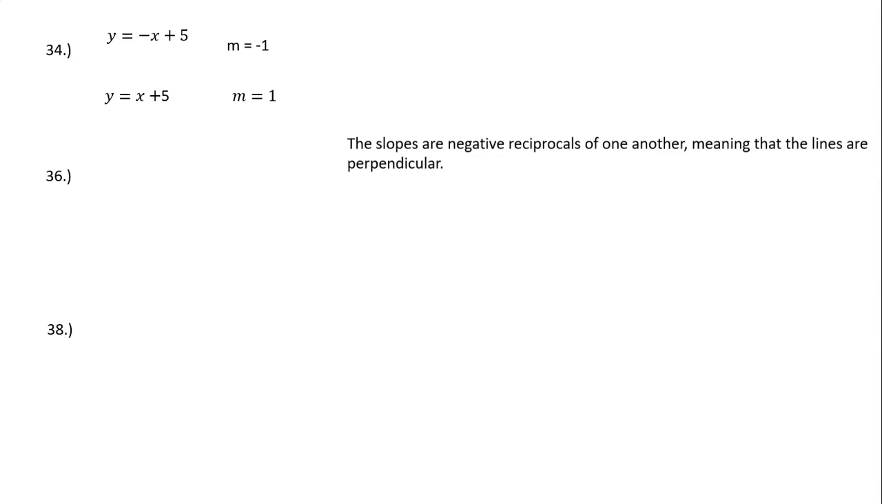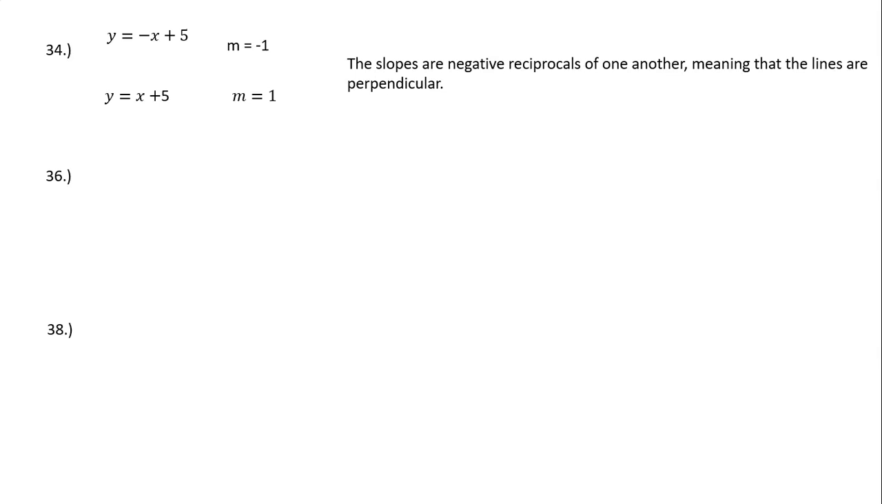Let's look at 34. In 34, we have lines y equals negative x plus 5, and y equals positive x plus 5. Again, these lines are given in slope-intercept form, so we can very easily pull the slopes out. The first equation has a slope of negative 1. The second equation has a slope of positive 1. Are these the same value? No, they are not. Are they negative reciprocals of one another? Yes, they are. So again, since these are negative reciprocals of one another, these lines are perpendicular.